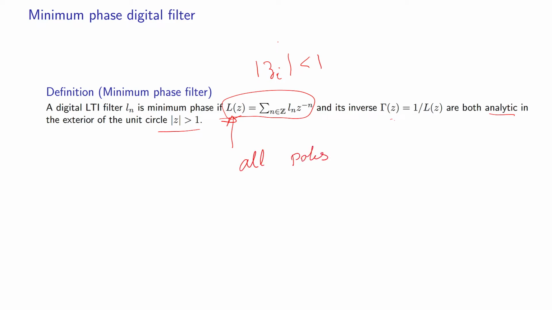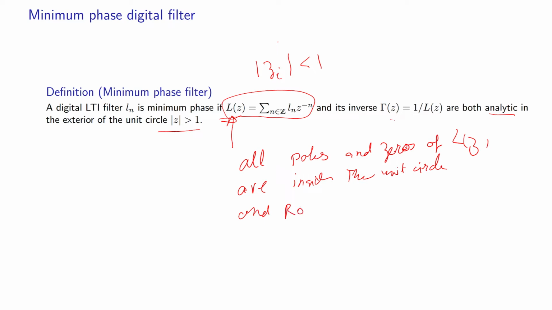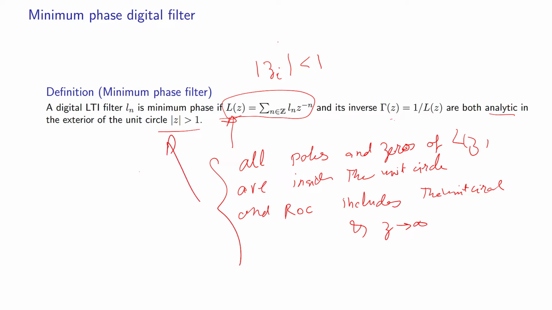poles and zeros of L of Z are inside the unit circle, and the ROC includes the unit circle and Z infinity, then we call this minimum phase.